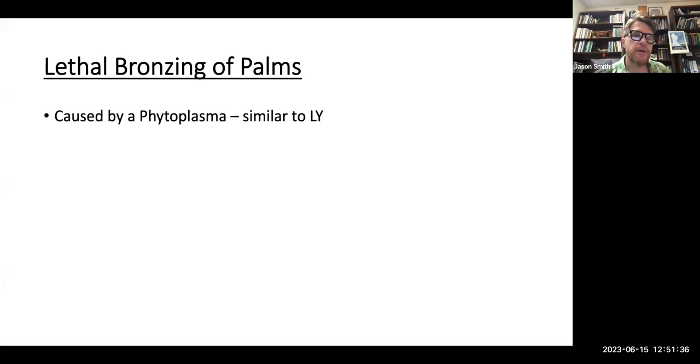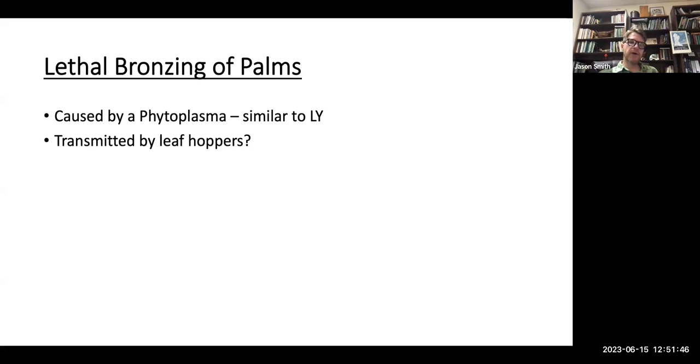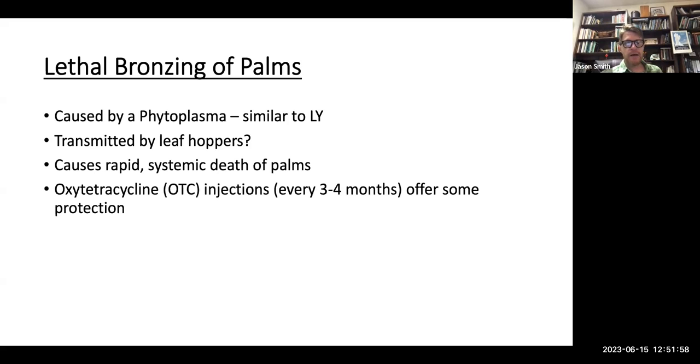There's some really good research being done right now by some of my colleagues on this, but it's caused by a phytoplasma. That is a bacterial-like organism similar to lethal yellowing. It's transmitted by leafhoppers, but possibly other insects as well. They're feeding on these palms and transmitting it into the sap. It causes a rapid systemic death of the palms. People are doing different things to try to manage it.